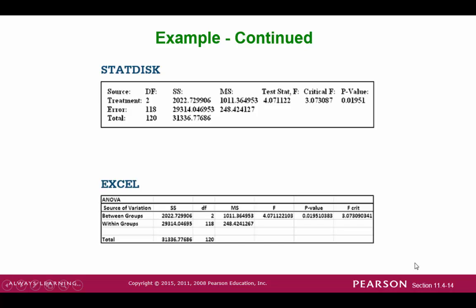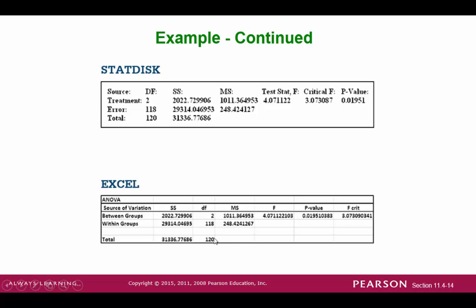In StatDisk, this is how your output would look. We focus mainly on the p-value, but it's also good to look at the test statistic. This is the F test statistic that we'll take a little glimpse at. The SS and MS are values that might be important for further analysis.